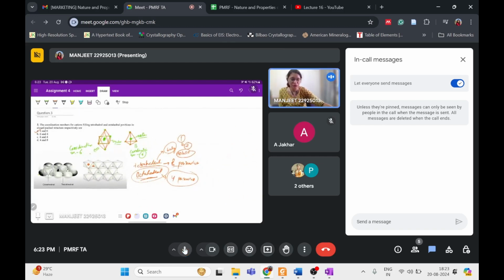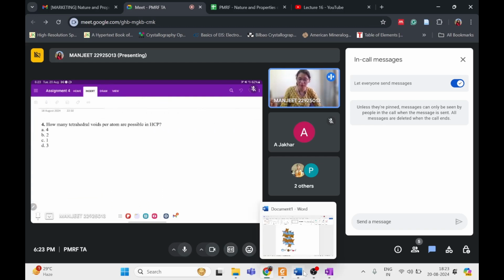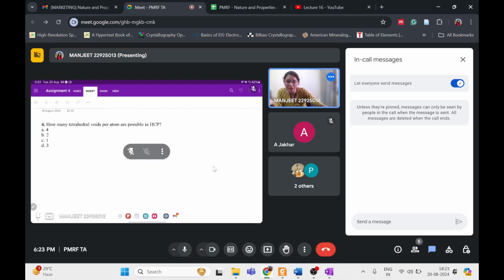Now let's move to the next question. That is question number 4. In question number 4, you have to tell me how many tetrahedral voids per atom will be possible in the HCP. So how many per atom?